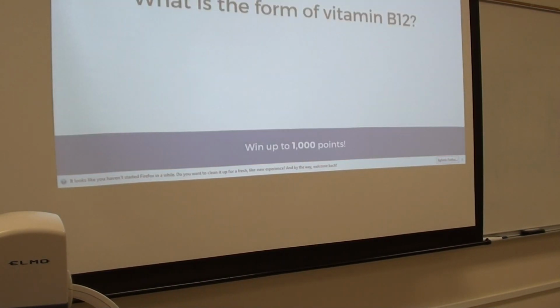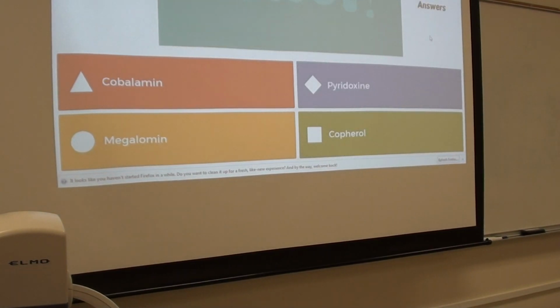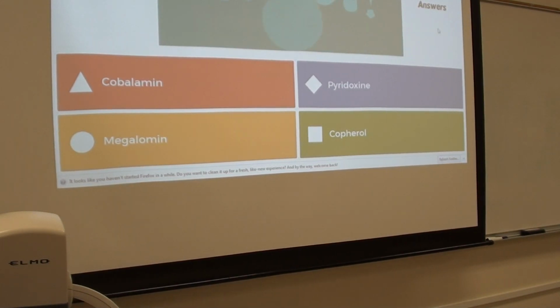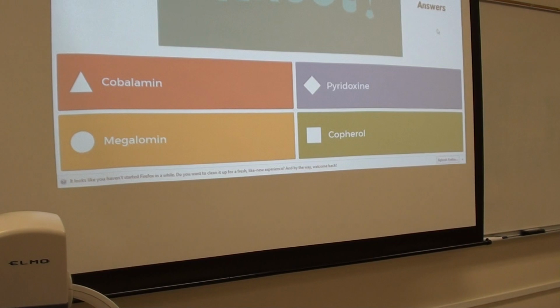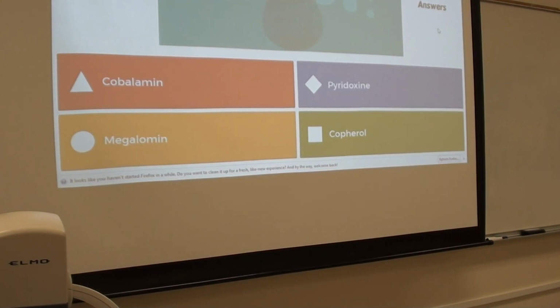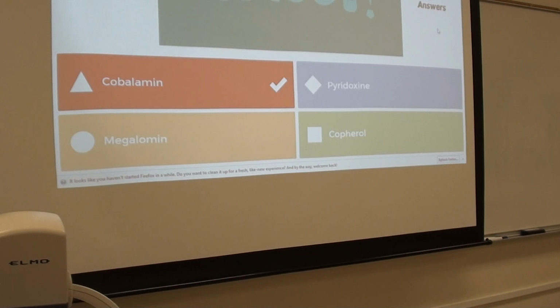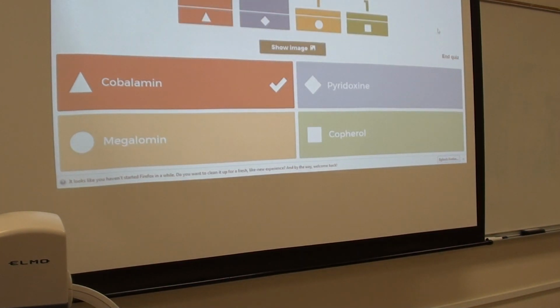Okay, next. What is the form of vitamin B12? Is it cobalamin, megalamin, pyridoxine, or coferol? Alright, it's cobalamin. So why is this important?